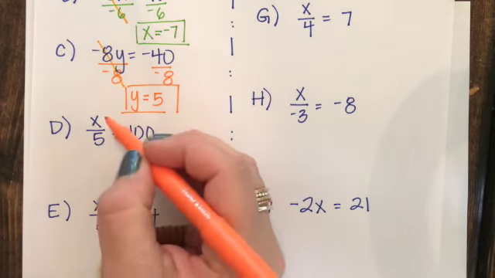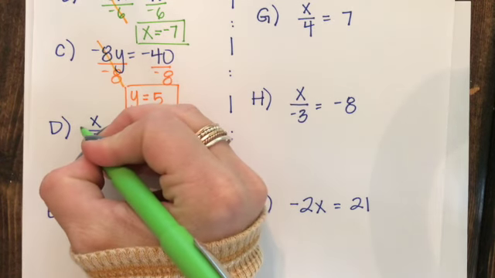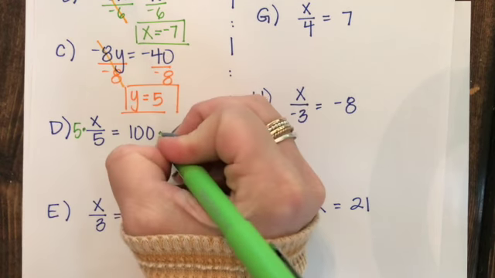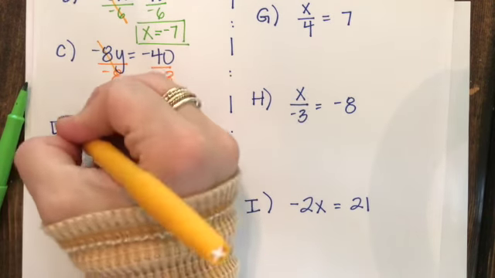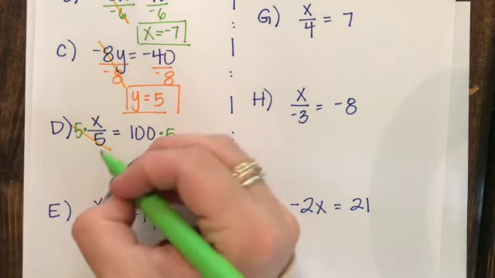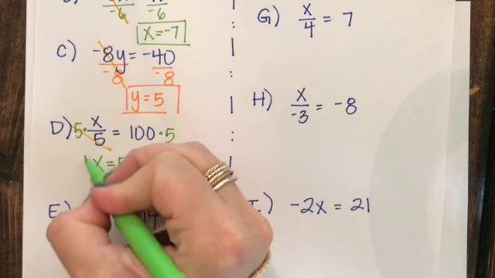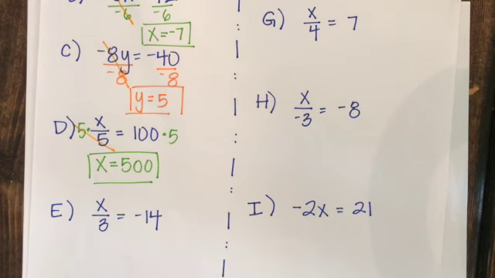So D is saying x divided by 5 is 100. So the opposite of dividing by 5 is going to be to multiply by 5. So whatever I do to one side, I have to do to the other. And so when I do that, I get x equals 100 times 5 is 500. And it makes sense because 500 divided by 5 is 100.